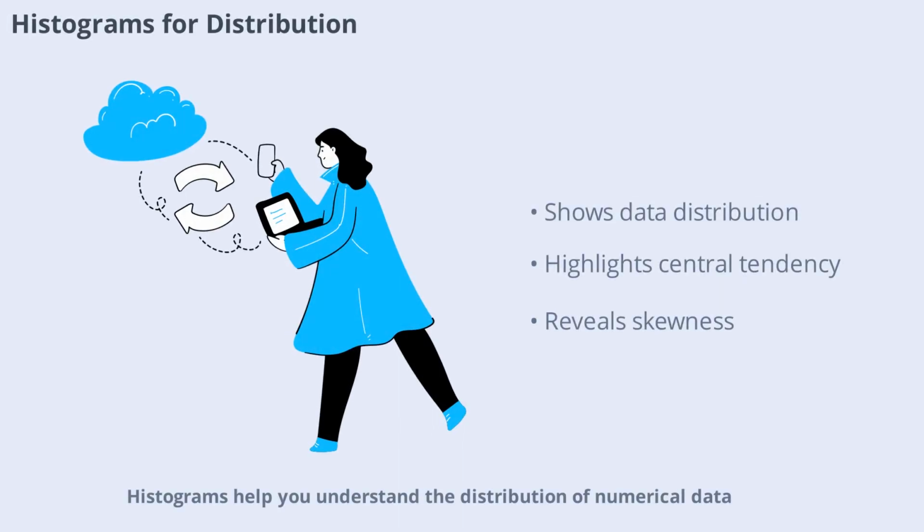Histograms help you understand the distribution of numerical data. By grouping values into bins and displaying the frequency of each bin, histograms reveal the shape, spread, and central tendency of your data. They're commonly used in statistics to analyze exam scores, ages, or any continuous variable. Histograms make it easy to spot skewness, gaps, and unusual patterns in your dataset.